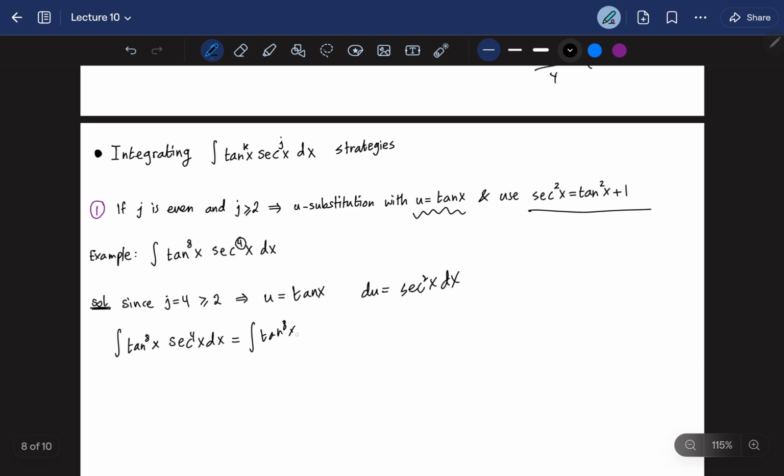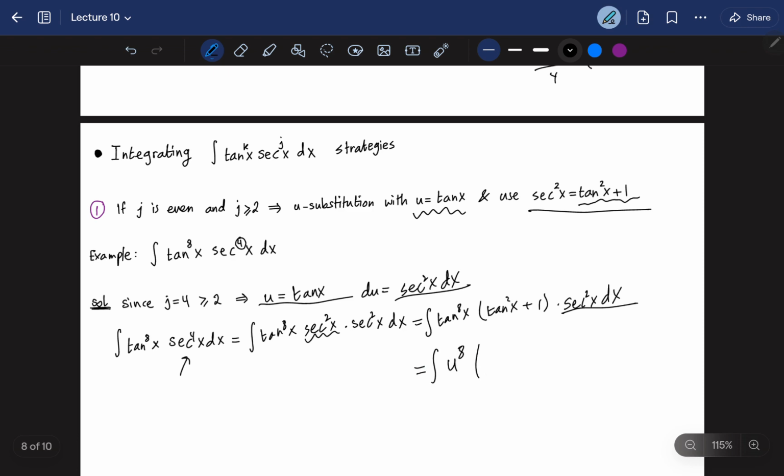So if you take secant to the fourth as secant squared dx, and then one of these secants I'm going to use this identity for, because I need everything in terms of tan, because that's my u. If I have things in terms of tan and secant, I won't be able to use my u sub directly. So here I have tan to the 8th times tan squared x plus 1, multiplied by this. And we leave this because we're going to use it with the du.